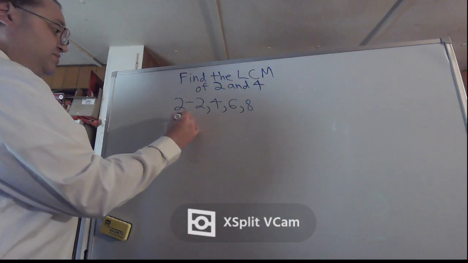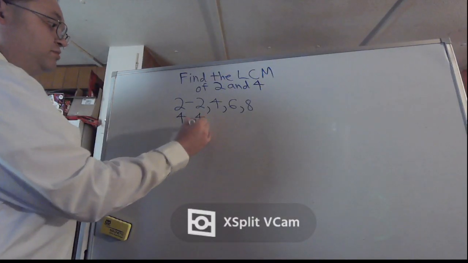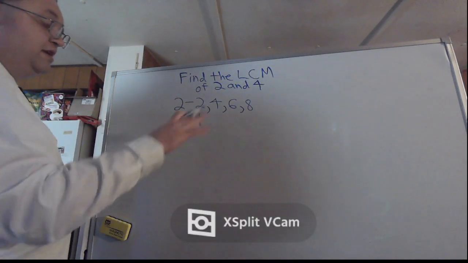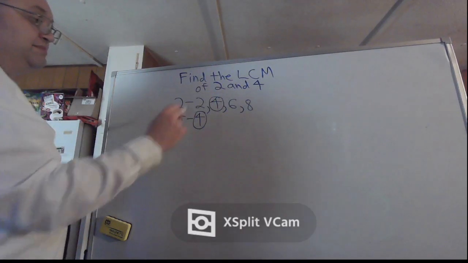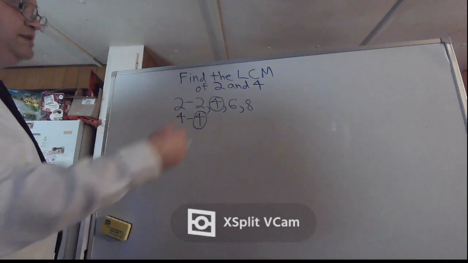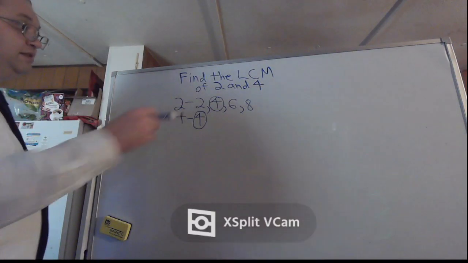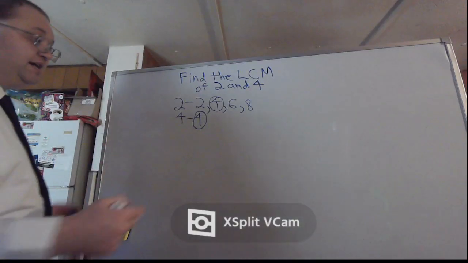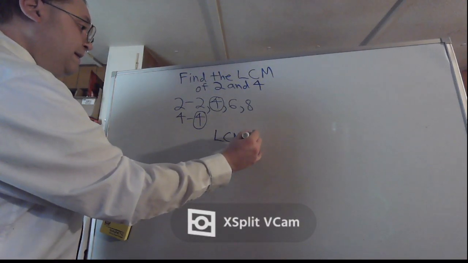How about multiples of 4? So 4 times 1 is 4. Well, we could stop right there. We don't have to go any further. We see they both have a 4 in common as the smallest multiple. You would find that 8 would be the next one. Those would be a common multiple of 2 and 4, but it wouldn't be the least common. The least common is the smallest one that each has. So the least common multiple is going to be 4.